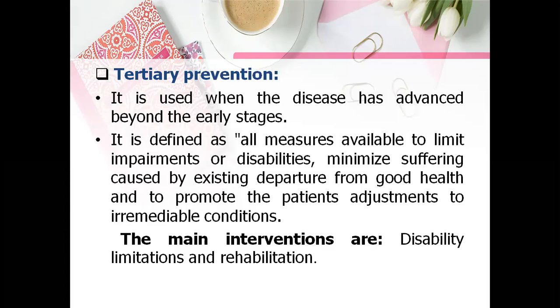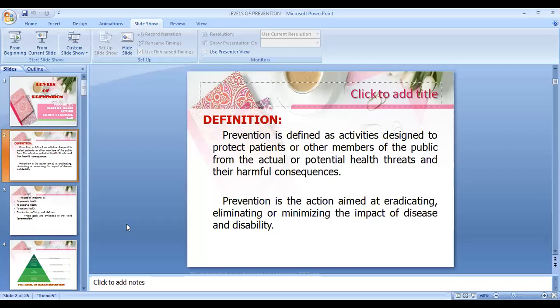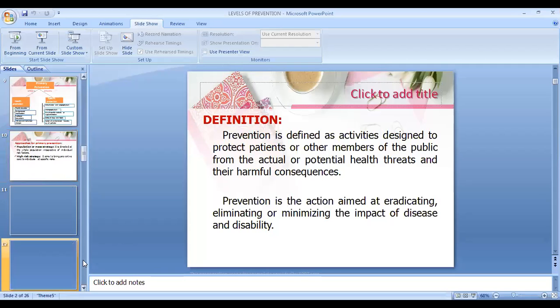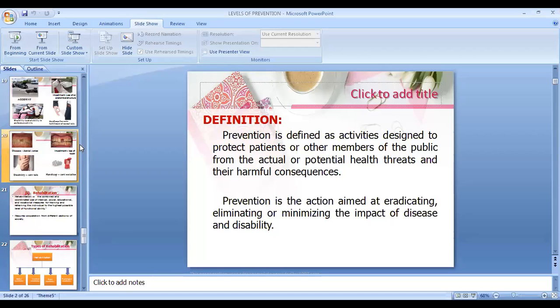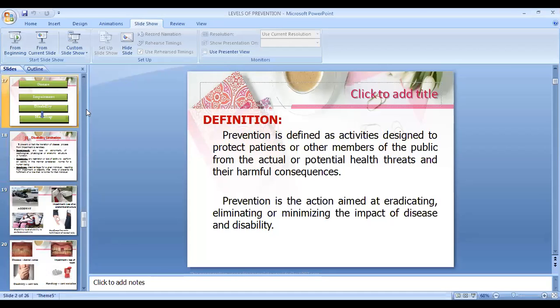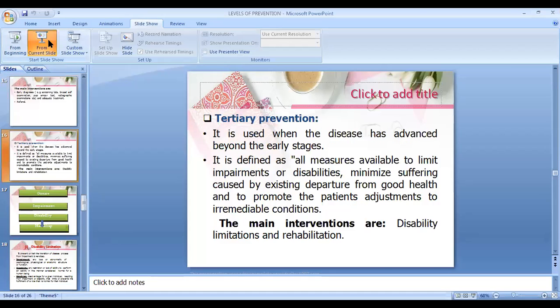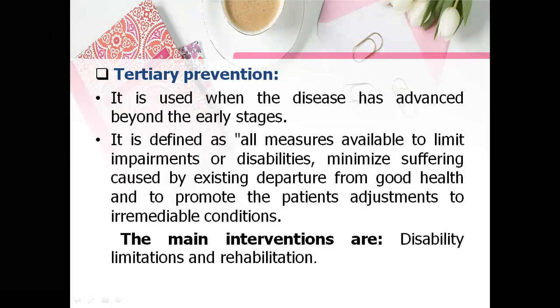In tertiary prevention, we are trying to make people aware that even though they might have a disability, we can help them live with it and promote a positive aspect of health. The main interventions here are disability limitation and rehabilitation.